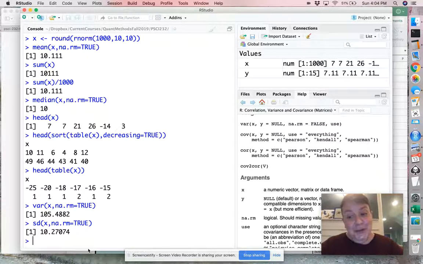I also want you to learn that the standard deviation can be thought about as something akin to the average distance to the mean.